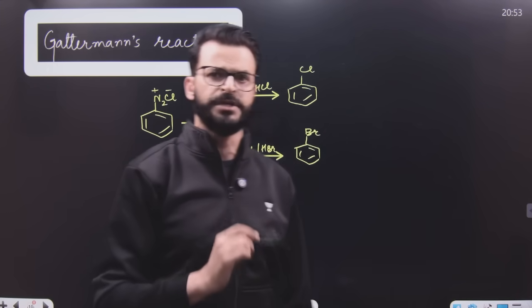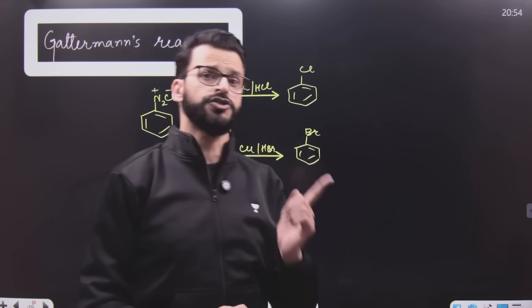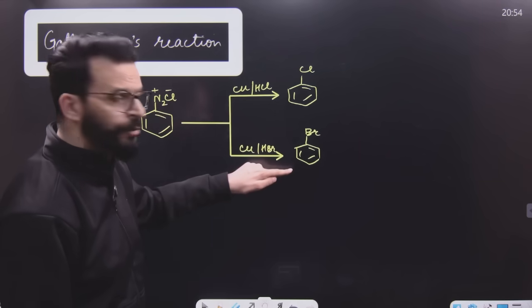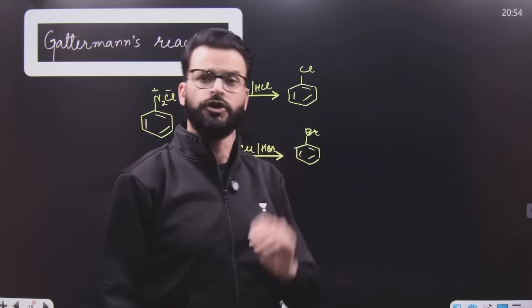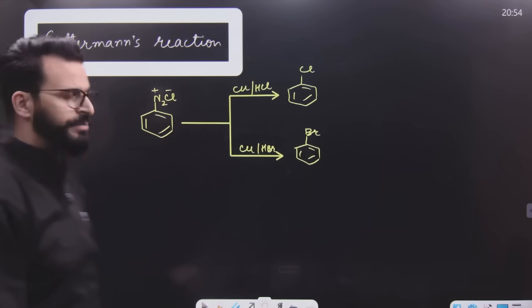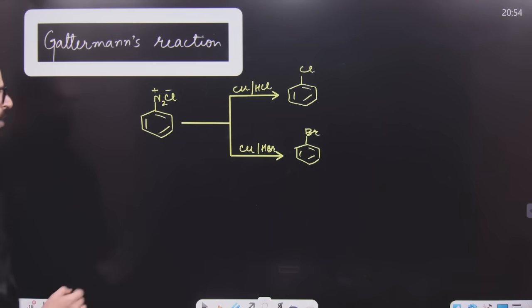of HCl or in presence of HBr, at that time we get chlorobenzene or bromobenzene, and reaction is known as Gattermann reaction. But remember, in Gattermann reaction, the yield of chlorobenzene or bromobenzene is low as compared to Sandmeyer reaction. That's why to prepare chlorobenzene or bromobenzene from benzene diazonium salt, Sandmeyer reaction is preferred over Gattermann reaction.